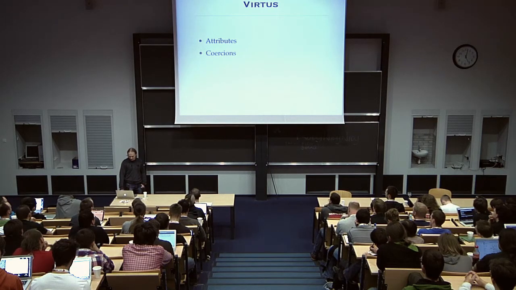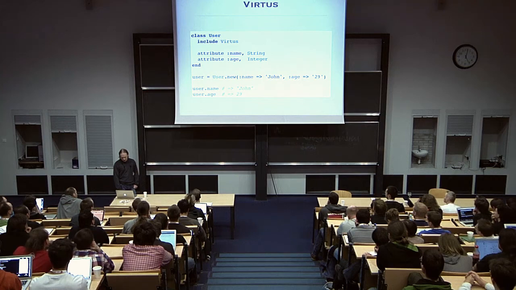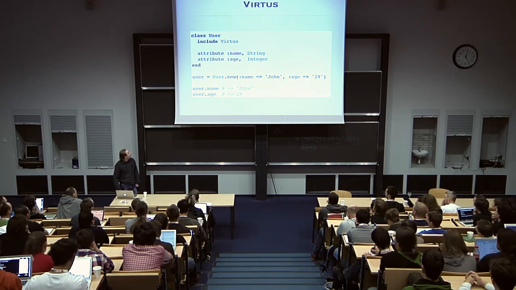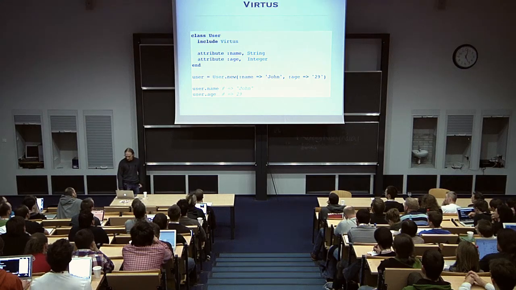It also includes a coercion library, which is separated from attributes, which is also something that I refactored. It supports embedded values, and on top of that, it has support for embedded collections. Another nice feature is value objects. So, a quick example: here we have a user model. We include Virtus, and now we can define attributes. You get a constructor which accepts a hash with attributes, and as you can see, age is coerced from string to integer, which is kind of a basic example.